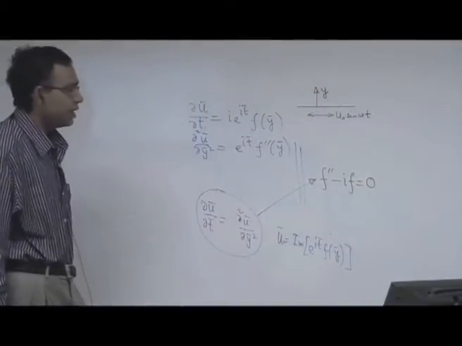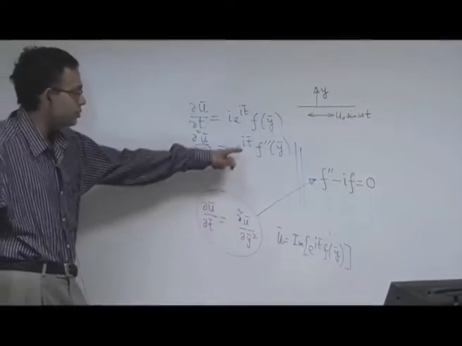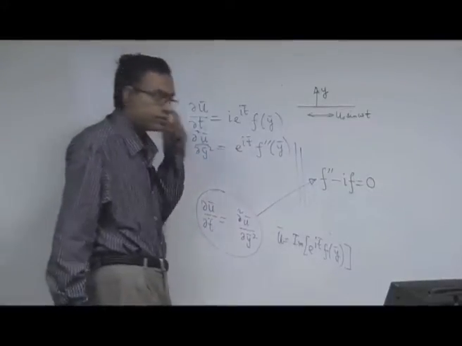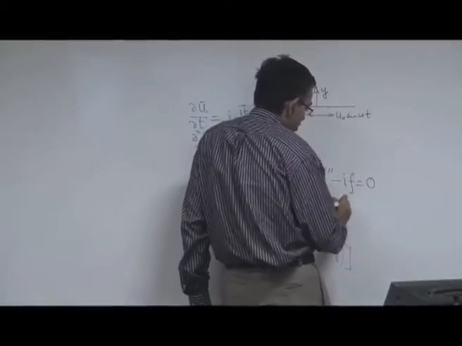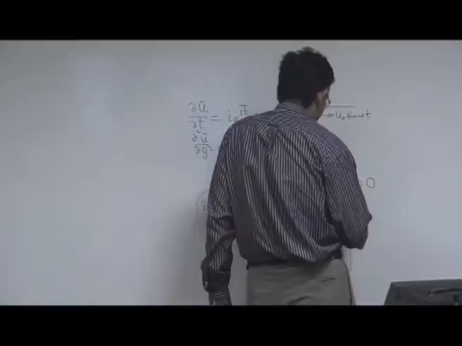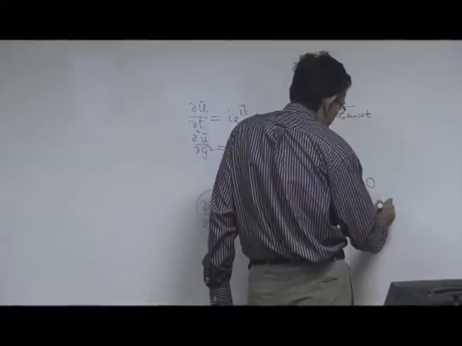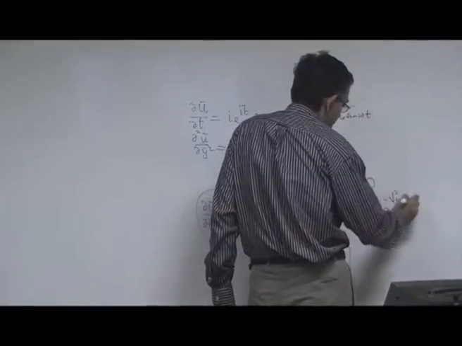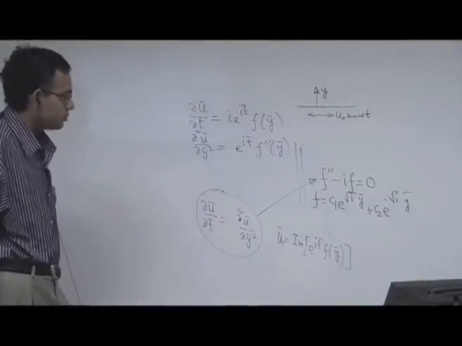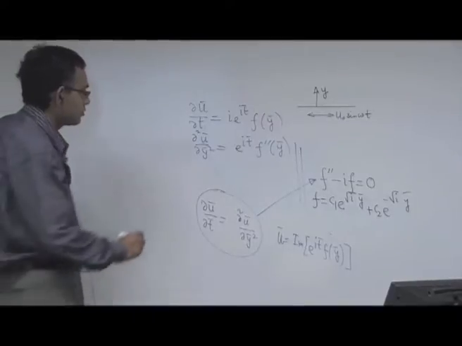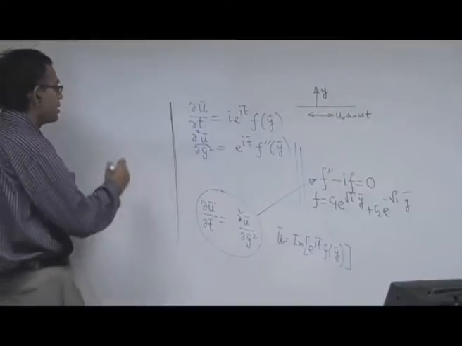f double dash minus i f is equal to 0, right, from this equation if you substitute these two. So, the solution is f is equal to C1 e to the power root over i y bar plus C2 e to the power minus square root of i y bar. To get C1 and C2, you require the two boundary conditions.